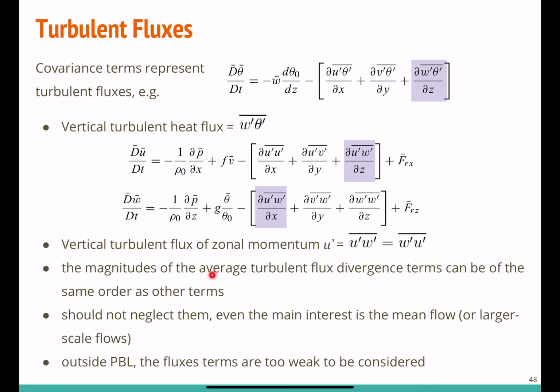And then this is the average, right? We are performing the divergence on the average of these covariance terms. So this is saying that these terms can be as large as other terms in the momentum equation, so we shouldn't neglect them if we are talking about the PBL. Outside the PBL, the flux terms are too weak to be considered, so that's why you don't see them in other courses.